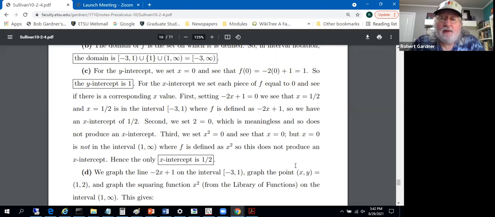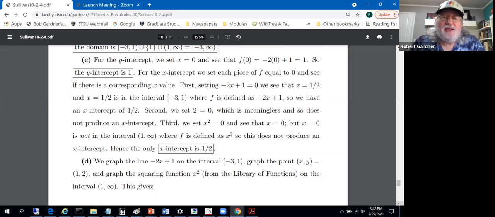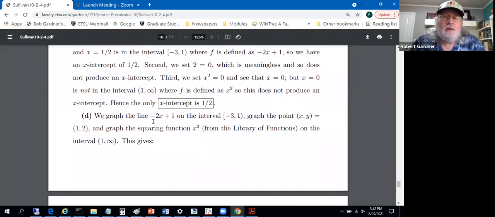Graph it, they said. Okay, well, we know what the pieces look like. -2x plus 1, graph y equals that. That's a line with slope -2, y-intercept 1. But that's only valid on the interval from -3 to 1. All right, so we'll graph the line for those x values, excluding 1. I'll put a little hole in the graph.